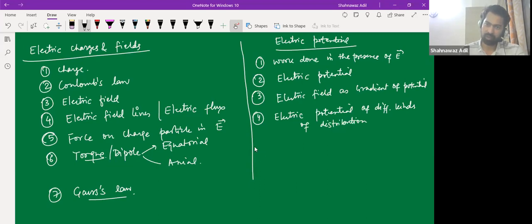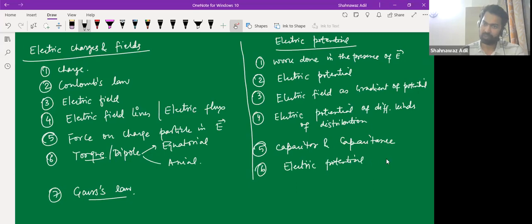Then we talked about capacitors and capacitance. And lastly, we talked about electrostatic potential energy, right? So all this portion I will revise.